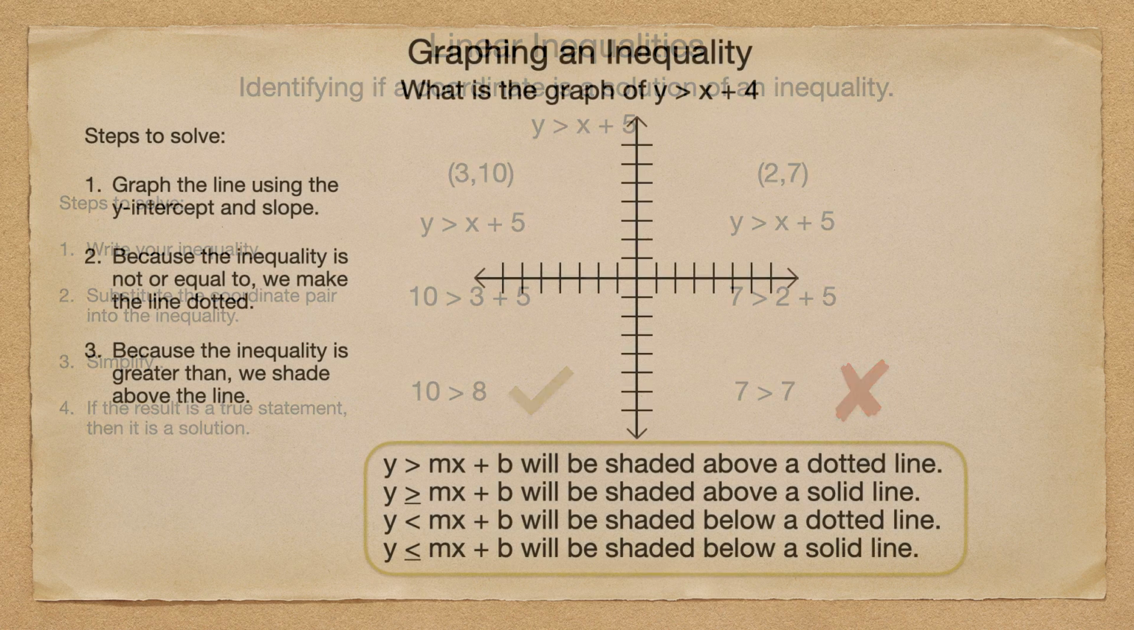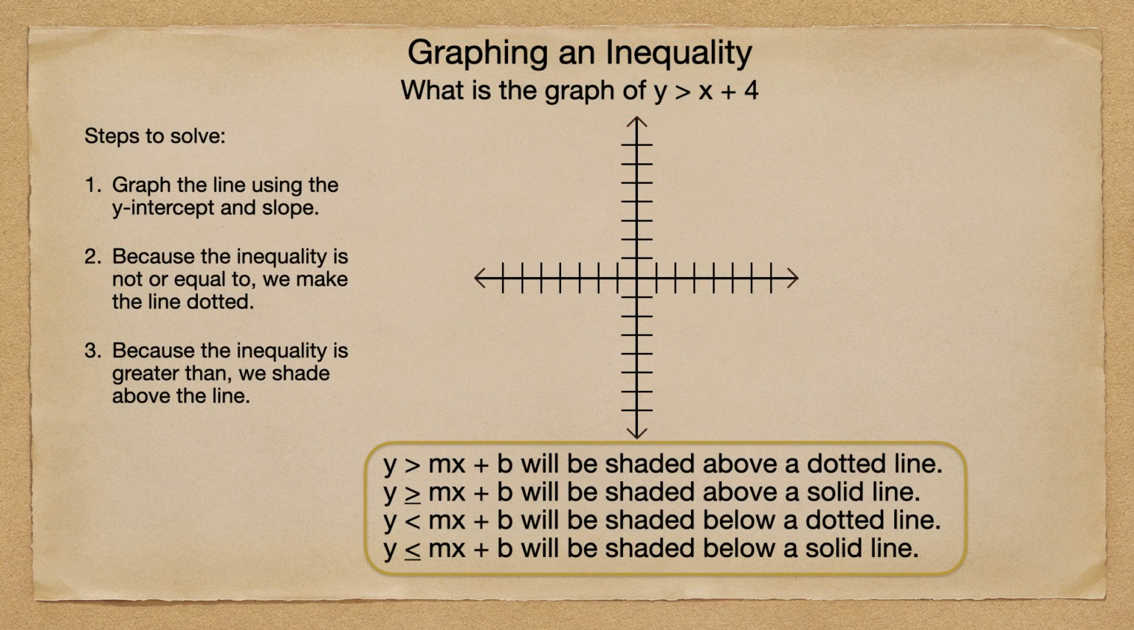Let's move on to graphing an inequality. What is the graph of y is greater than x plus 4? We're going to start by graphing the line using the y-intercept and the slope. The y-intercept of 4 and the slope of 1. So we're going to rise 1, run 1.